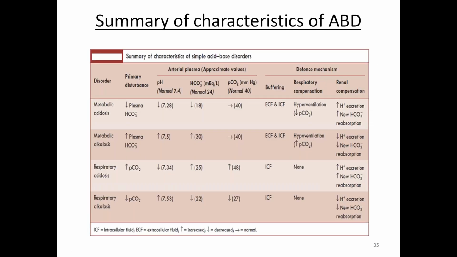So this table is extremely important and it summarizes all the characteristics of the simple acid-base disorders we talked about. If you know this table, then I would say you're quite sorted on this topic. You need to know the primary disturbance in each, the range of pH, how it varies, the same for values of bicarb and PCO2, and what kind of compensation occurs in each of these. So this is very important.